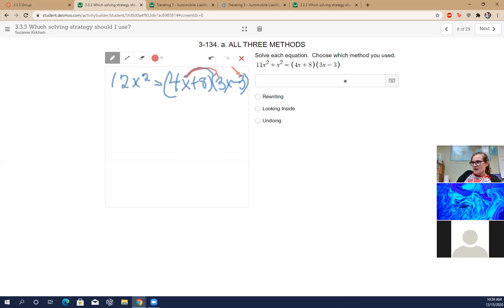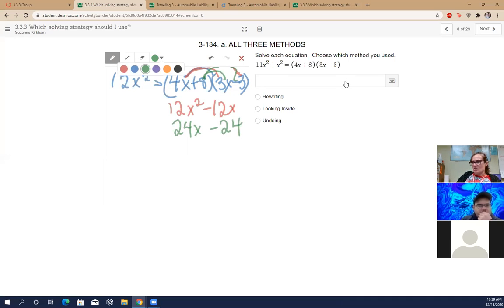4x times 3x, that is 12x squared. And then 4x times negative 3 is a negative 12x. Now we'll take the 8 and we'll distribute it. So 8 times 3x is 24x. And 8 times negative 3 is negative 24.